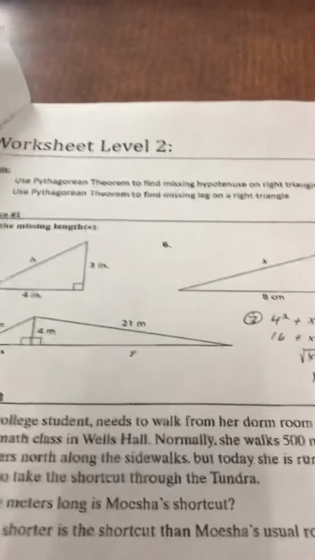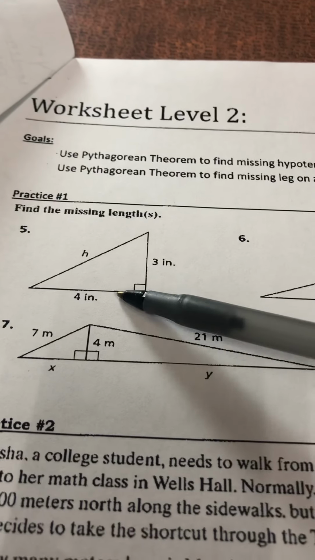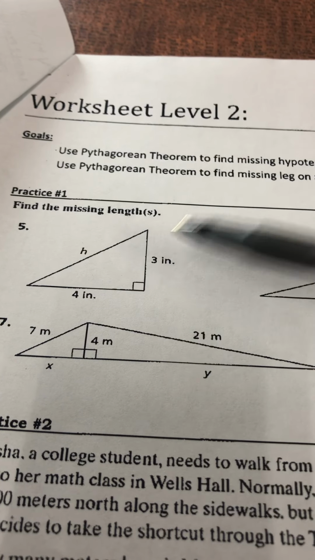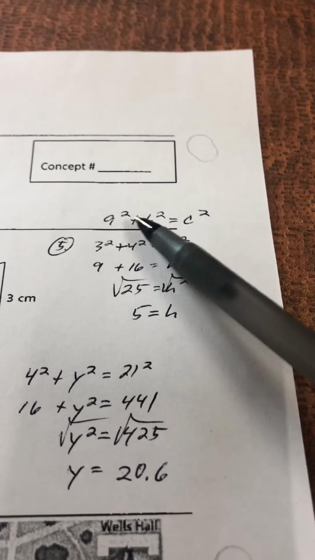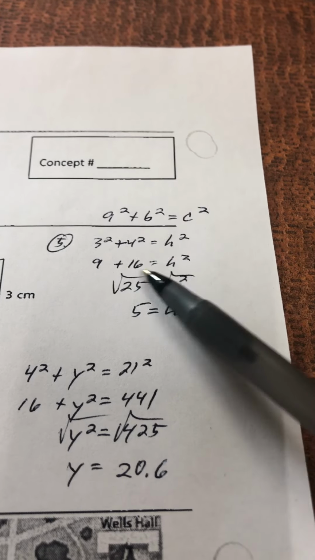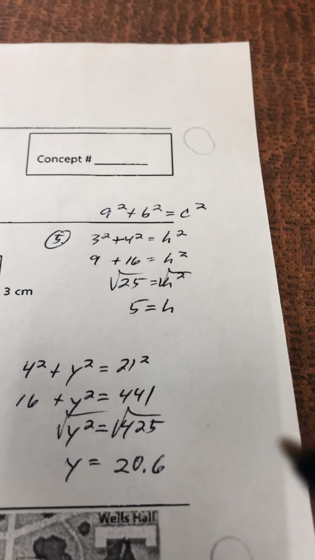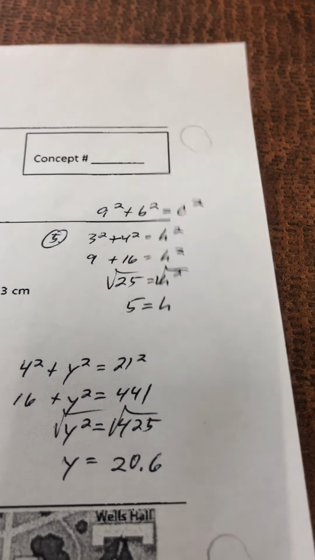There's another page, worksheet level 2, and I'm going to do the odd ones on here too. For number 5, once again, remember that 3, 4, 5 rule. You already know that h is 5. But if you want to show the work, remember your a squared plus b squared equals c squared. So here's the work for it. Square root of 25 is 5.